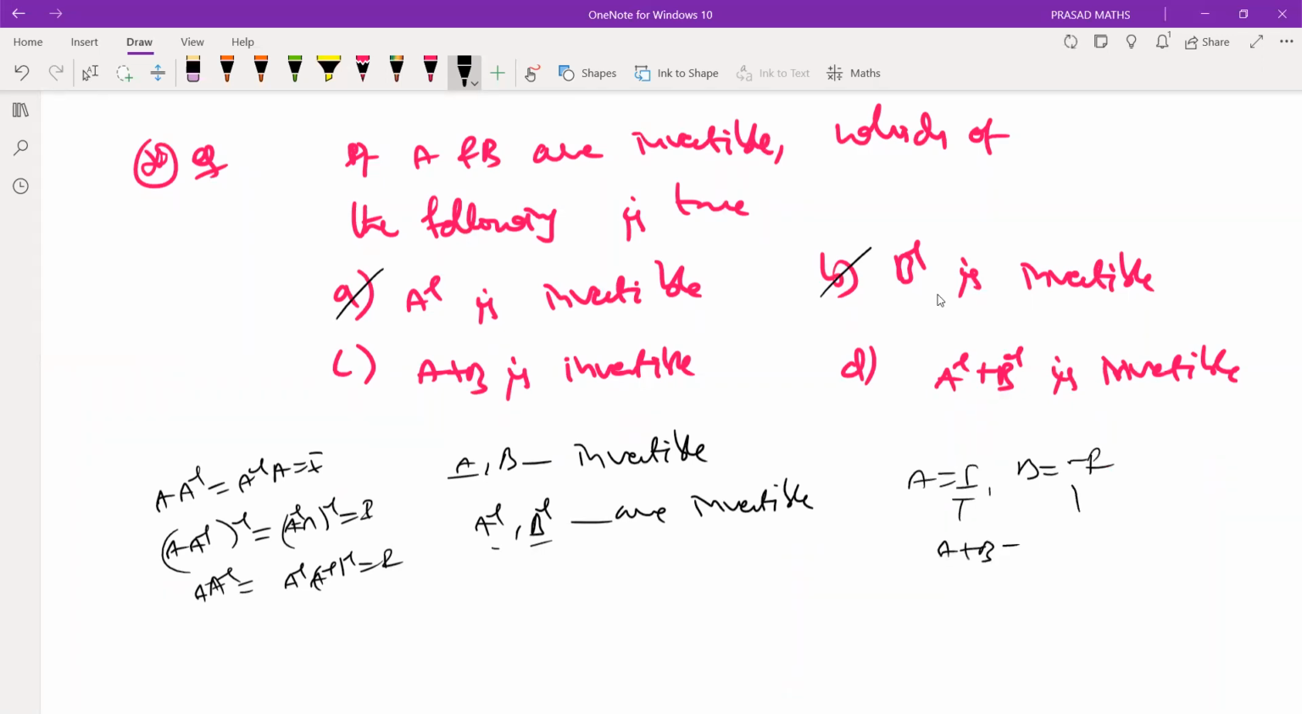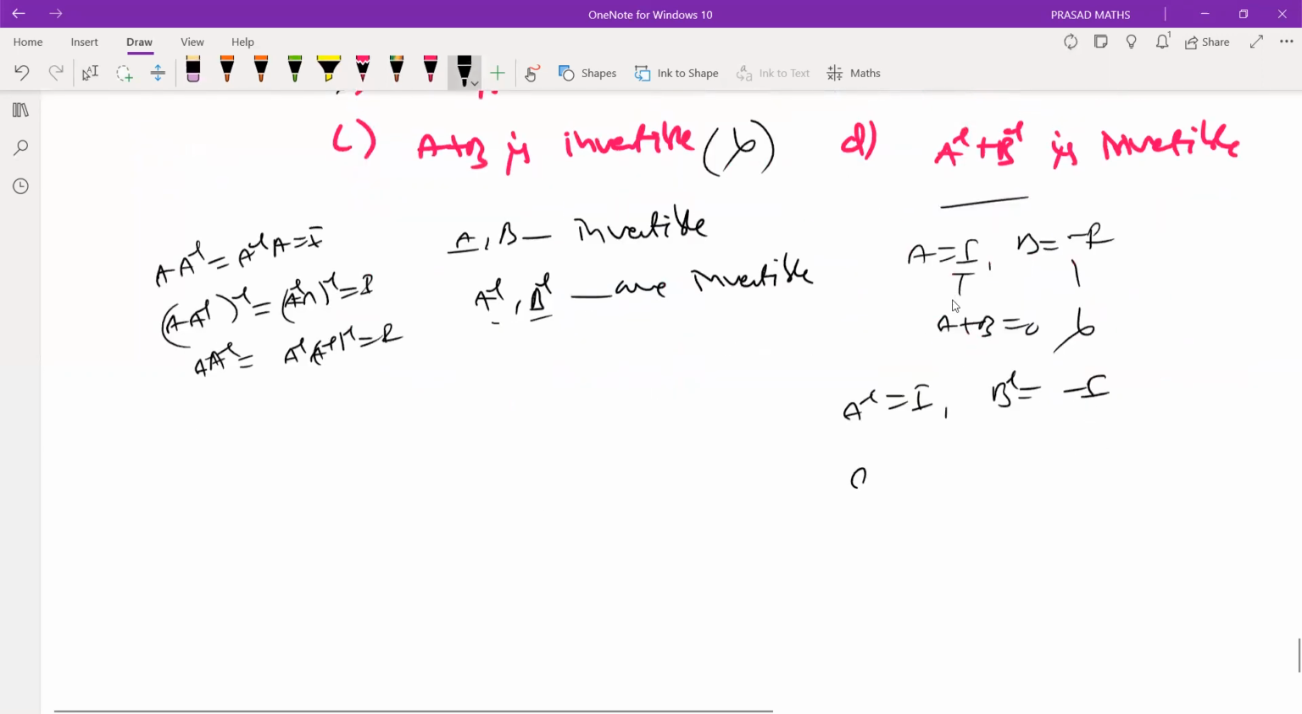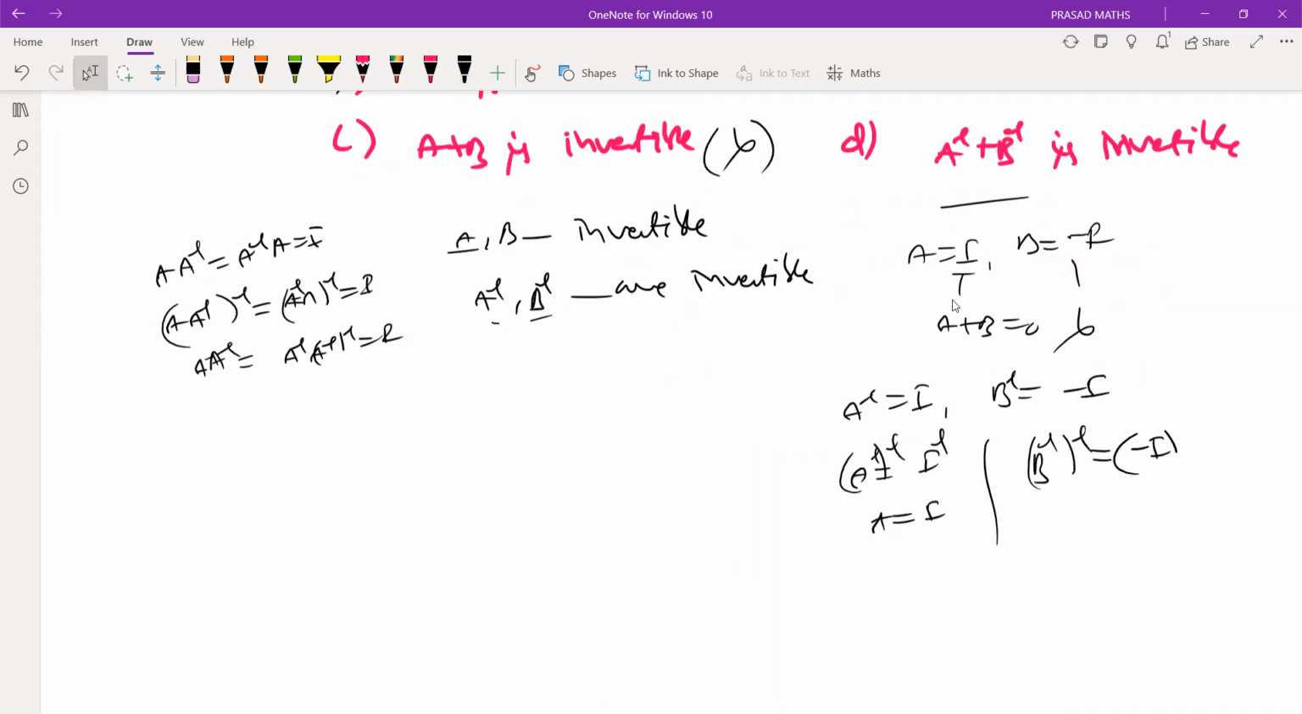What about A plus B? It is the zero matrix. It's a singular matrix, not invertible. So this option failed. What about this one? I can take A inverse as I, and B inverse as minus I. What is A then? A is nothing but A inverse whole inverse, which is I inverse, and I inverse is I. What is B? B is minus I whole inverse, that means B equals minus I. You know it is invertible, because the identity matrix and minus I are both invertible.